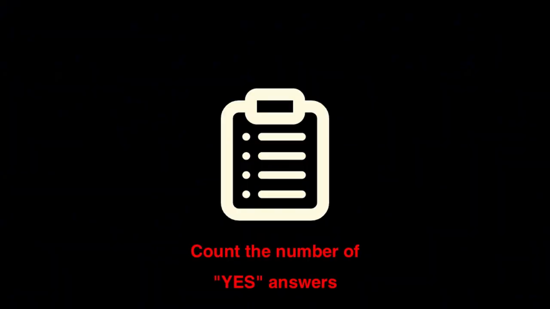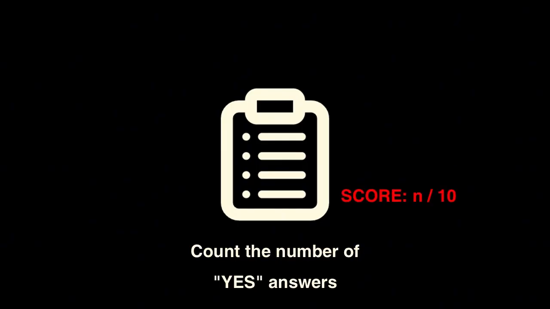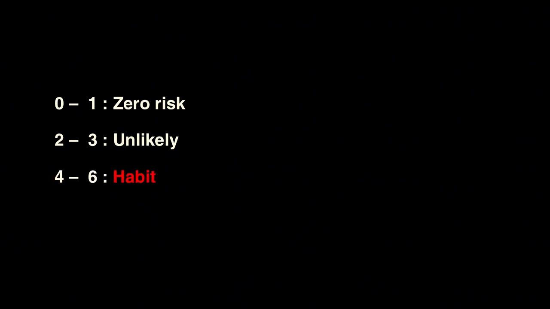Very well. Good job for taking the questionnaire. Now, count the number of yes answers you have and write the total in the score section below. If your score is 0 to 1 point, there is a 0 risk of you having an addiction. If your points range from 2 to 3, it is very unlikely that you have an addiction. If your points are from 4 to 6, you don't have an addiction. Most likely what you have is a form of bad habit. And if you have from 7 to 10, you pretty much have an addiction.